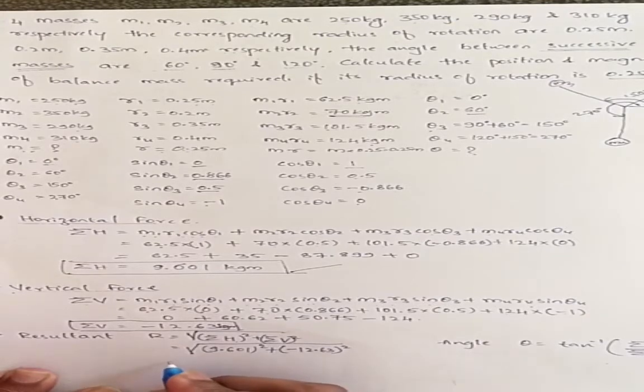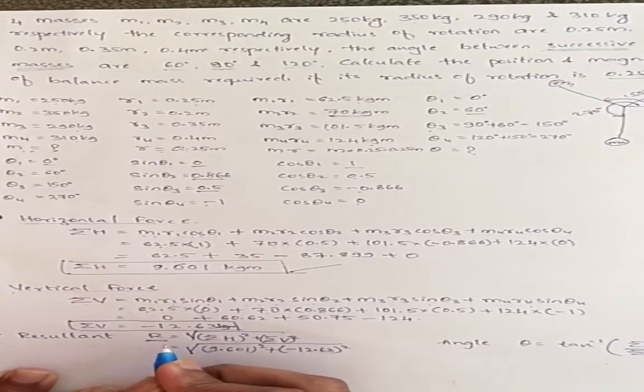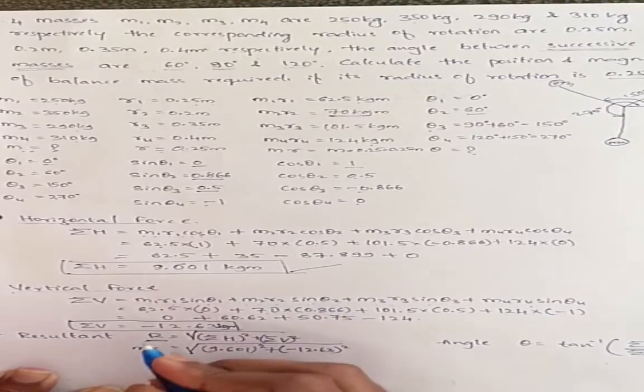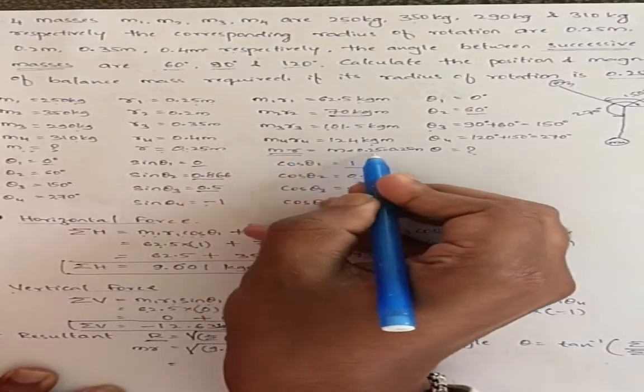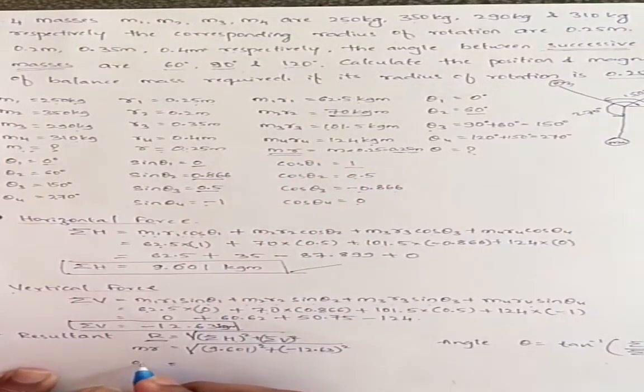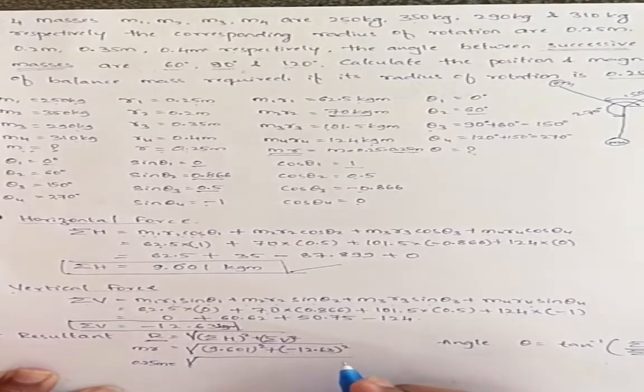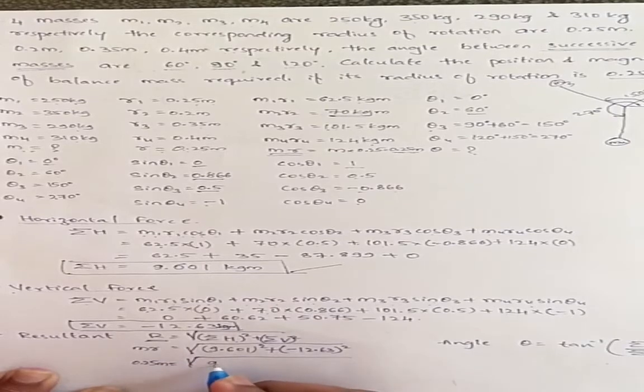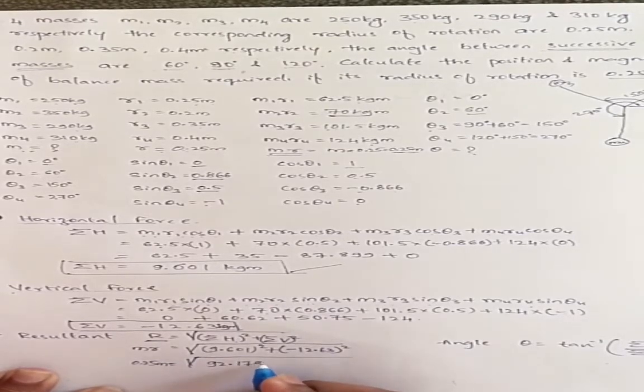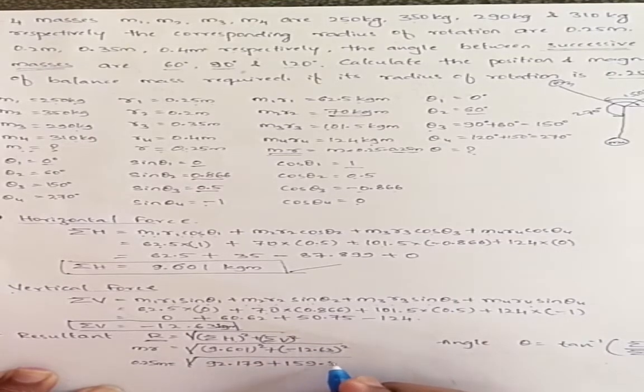Now if you calculate this value, what is the resultant? The resultant is nothing but force, and force is given by M into R. What is the value of M into R here? M into R is 0.25 M. So substitute 0.25 M equals, and if you square this value, 9.601 square is 92.179. Then 12.63 square, where minus when squared becomes plus, you will get 159.51.